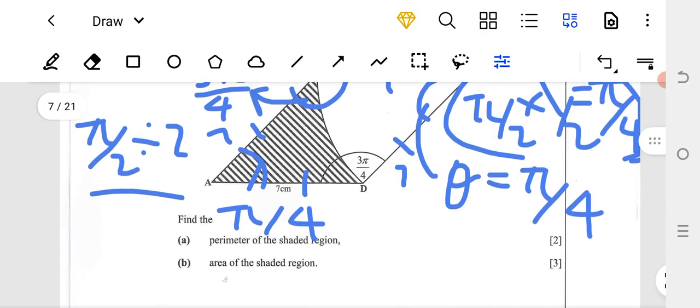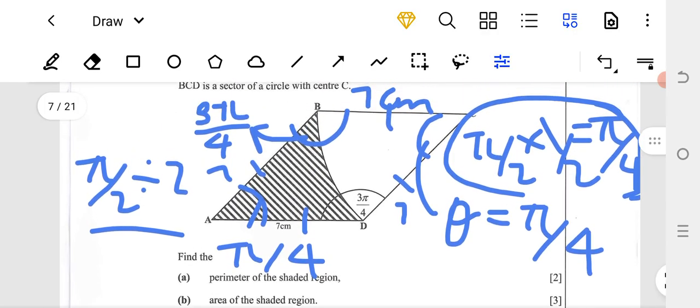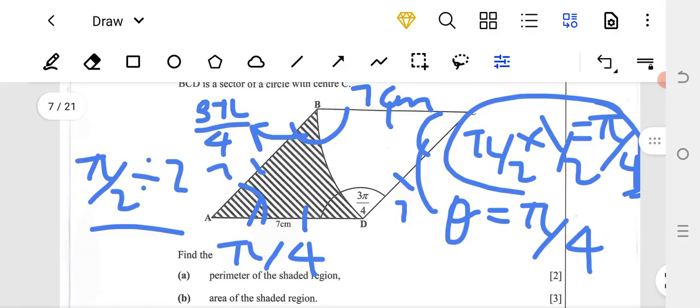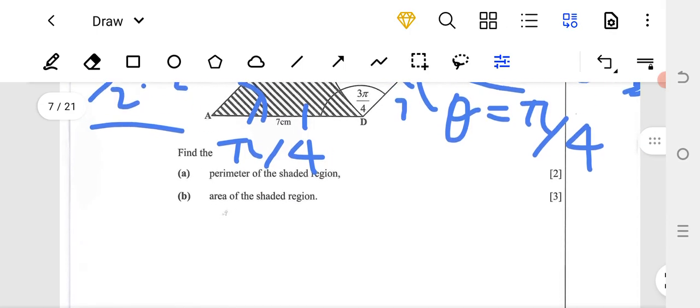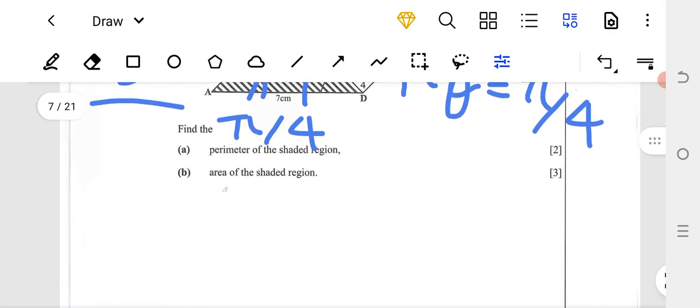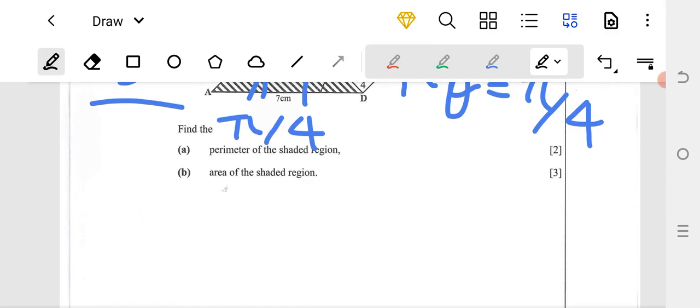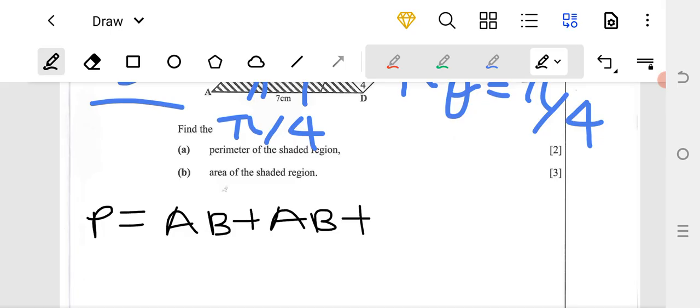So look at the diagram properly. The perimeter will be equal to AB plus AD plus arc BD, because it's the total distance around a given shape. Perimeter is equal to AB plus AD plus arc BD.